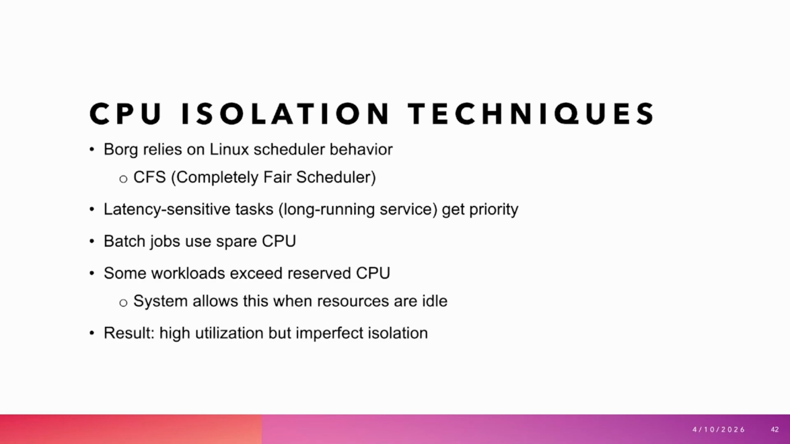However, this also introduces some variability. Because tasks can exceed their allocations when resources are available and then be throttled back when demand increases, performance can fluctuate. That means tasks don't always get a strictly consistent amount of CPU access over time.